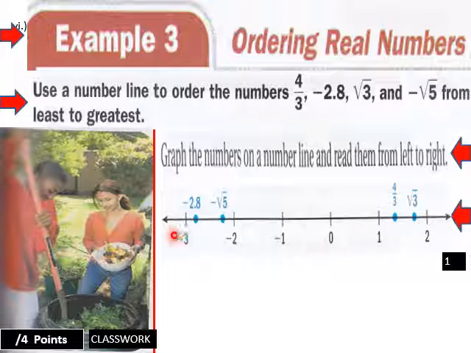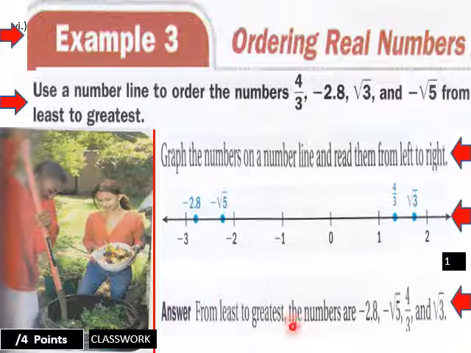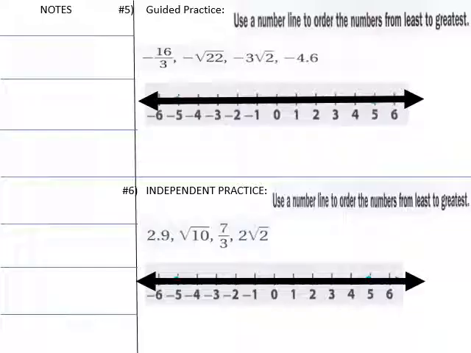So here's our number line. We start over here with negative 2.8. Then the negative of the square root of 5 is about here. And then over here we have 4/3. And then over here we have the square root of 3. Answer, from least to greatest, the numbers are negative 2.8, the negative of the square root of 5, 4/3, and then the square root of 3.